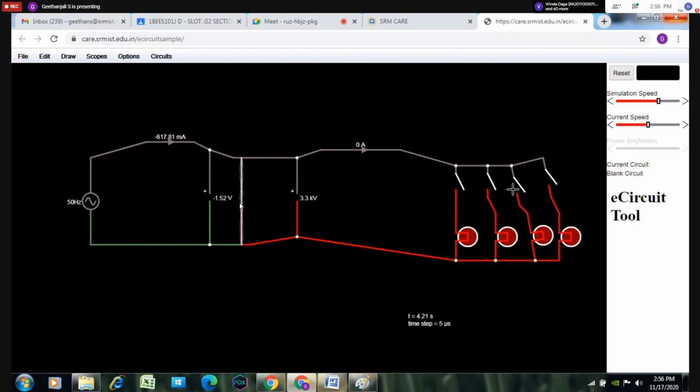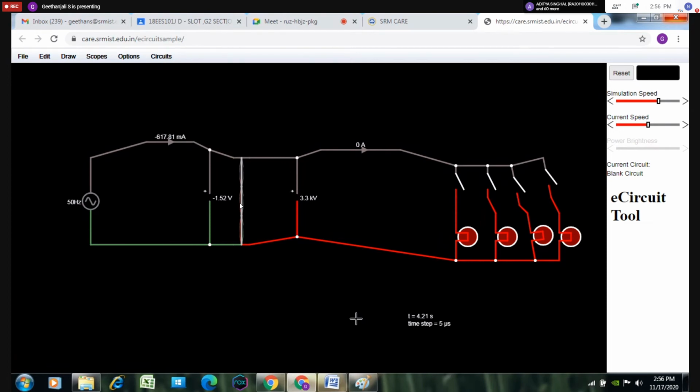Here there is no load, so the secondary is open circuited. That is the reason the ammeter is showing 0 ampere. No load is connected, it is not getting closed. In the open circuit, no current flows, so this ammeter shows 0 ampere. Now you make a note of the reading.